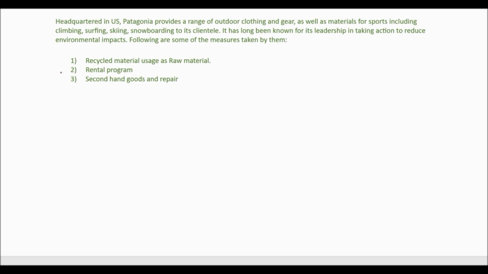Second is a rental program. So Patagonia has started a rentals initiative for mountain biking, trail running, hiking, etc. This means that rather than buying a new set of clothes or gear, customers can rent them and then send them back to Patagonia. The garments which are returned will be professionally cleaned so that they can be rented again.